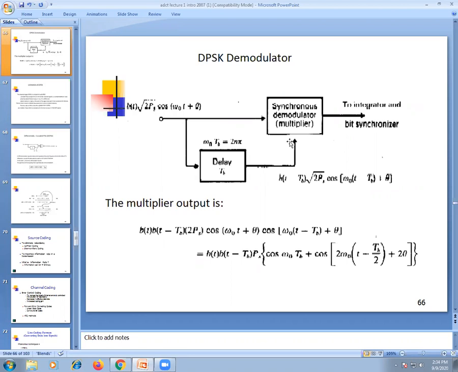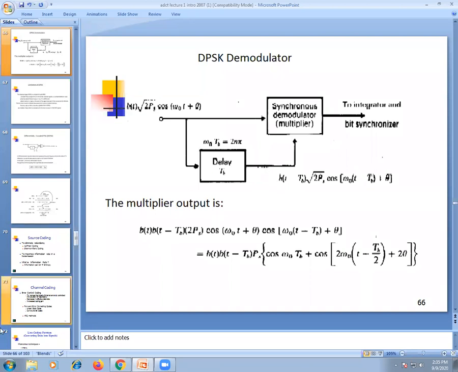These two signals are given to the synchronous demodulator, or multiplier. One signal is B of t, root 2 PS cos omega naught t plus theta. The other is B of t minus T of b, because t is delayed by one bit duration, so in place of t we simply place t minus T of b: B of t minus T of b, root 2 PS cos omega naught (t minus T of b) plus theta. That is given to the synchronous detector. The output is given to the integrate and dump circuit, which is the same as in the BPSK block diagram, along with bit synchronization.